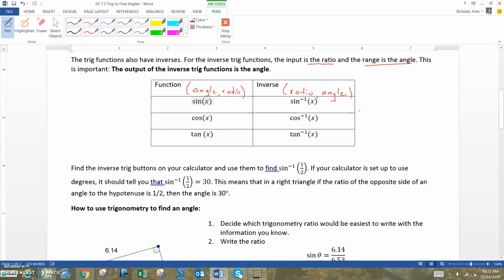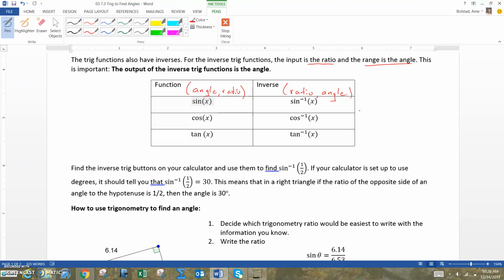Right? So we have sine x. Its inverse is inverse sine of x. Again, that's sine to the negative 1 of x, but we don't read it that way. We read it inverse sine x. Cosine x and inverse cosine x in line 2. And then tangent x and inverse tangent of x in row 3.